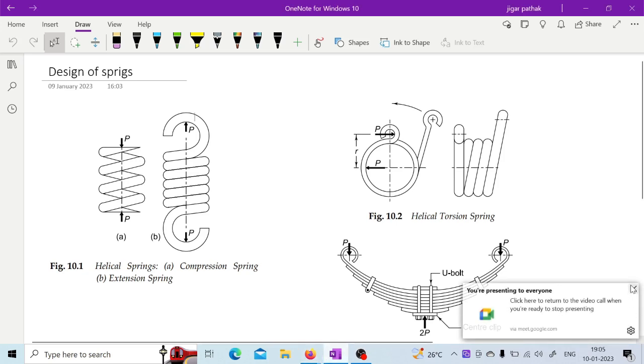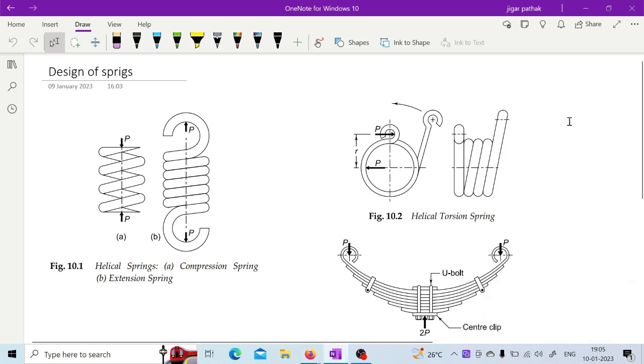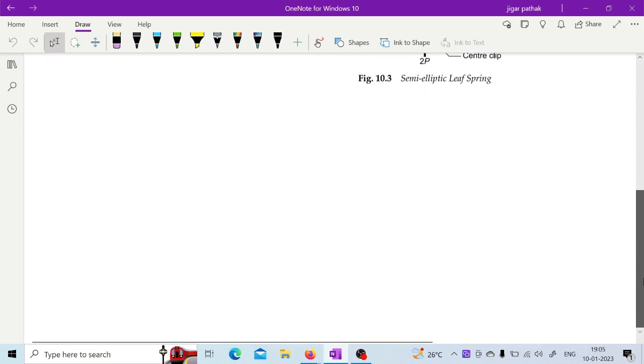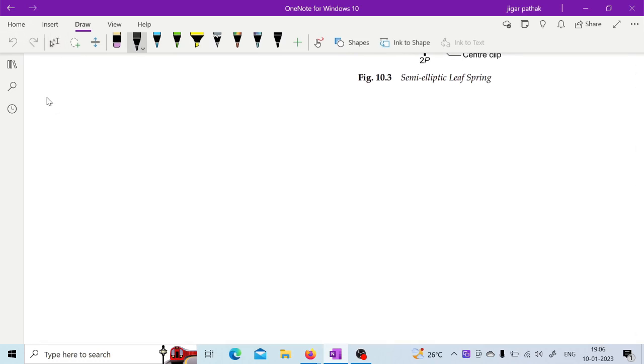So today we will discuss the design of springs, right? So actually first let us see what a spring is, then we will see the types of springs. Basically, a spring is an elastic machine element which is going to deflect under any load applied, and it is going to regain its original shape when the load is removed.